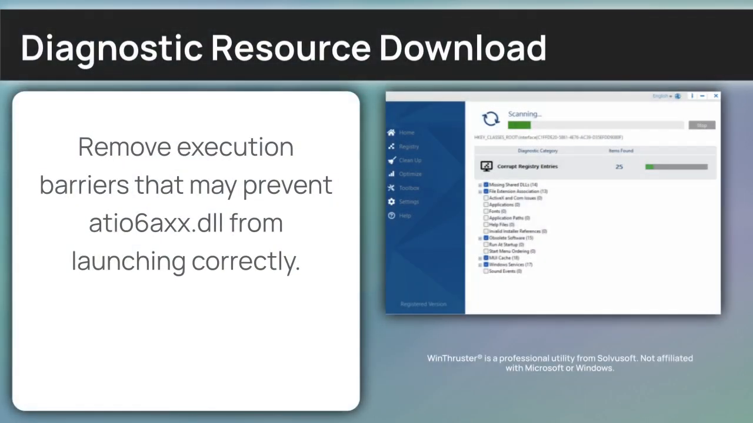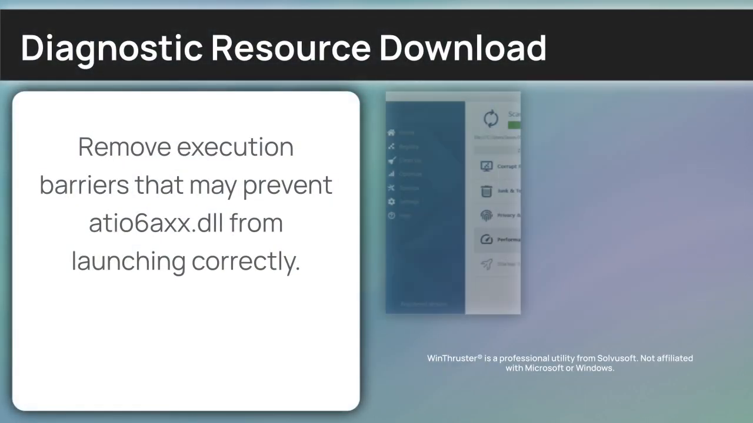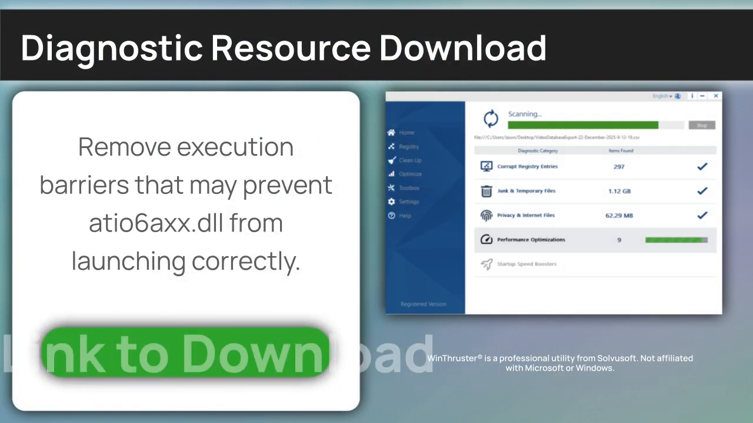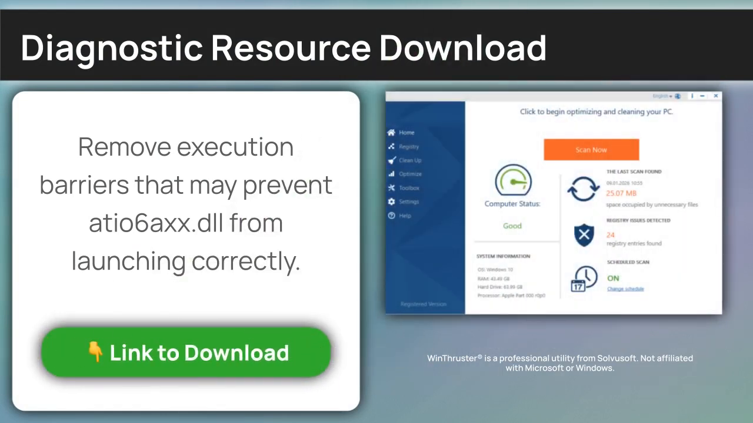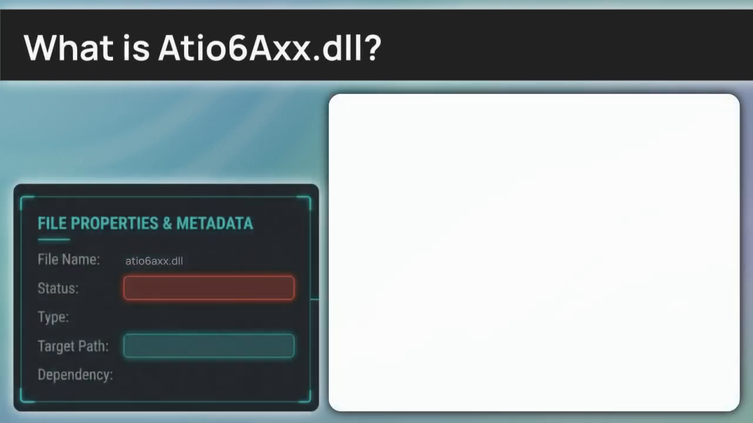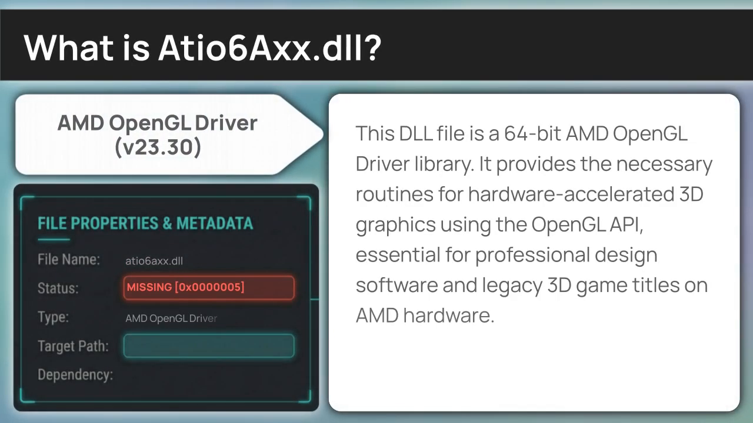To begin our Atio6axx troubleshooting, choose between the manual path or a resource for standardized maintenance. This DLL file is a 64-bit AMD OpenGL driver library. It provides the necessary routines for hardware-accelerated 3D graphics using the OpenGL API, essential for professional design software and legacy 3D game titles on AMD hardware.